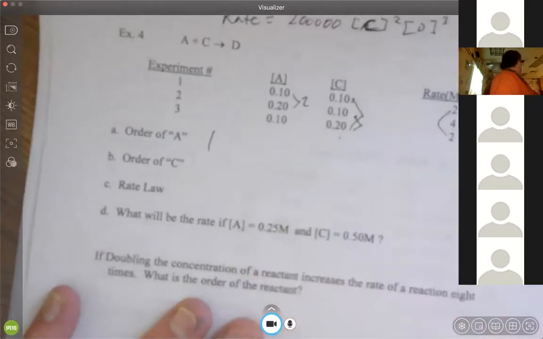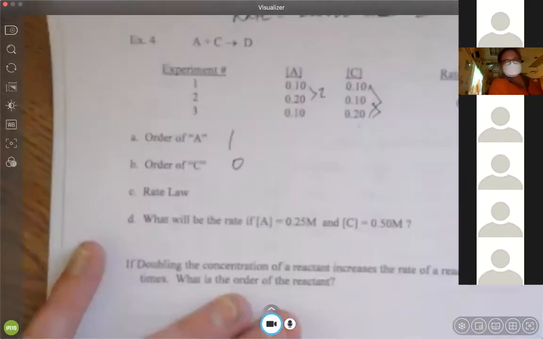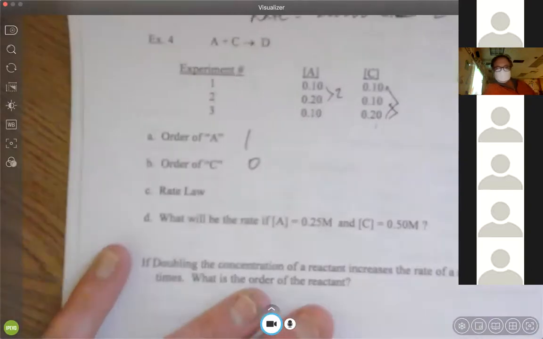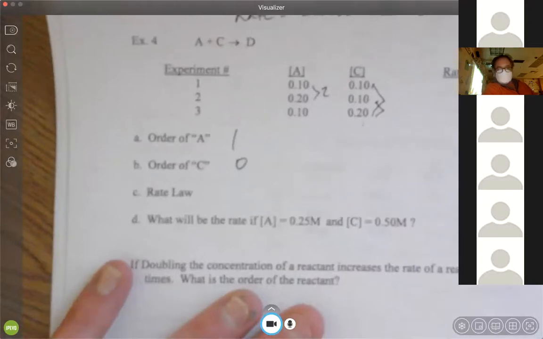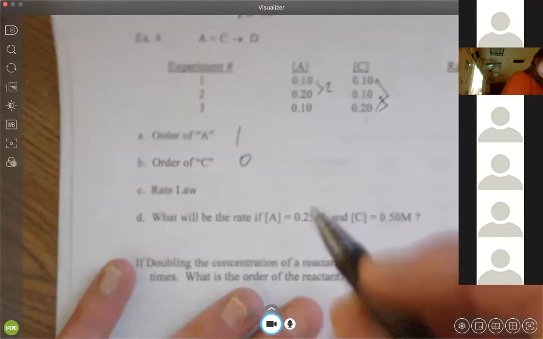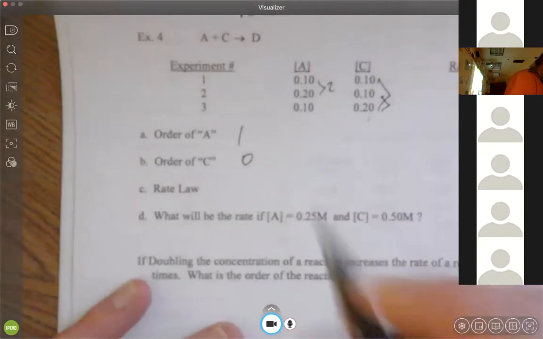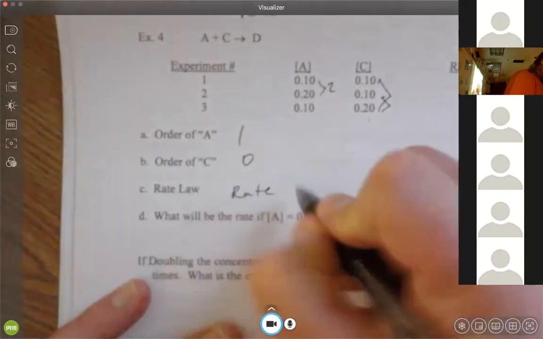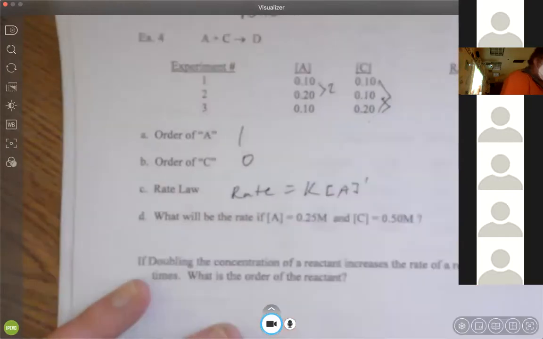What's the log of 1? 0. Log of 1 is 0, so it's 0 order. What does that mean? If we change the concentration of C, it's not going to do anything, right? Because anything to the 0 power is 1. So it won't affect it. The concentration of C is not effective on this rate of reaction. So the rate law will be rate equals K A to the first. We could stop there.